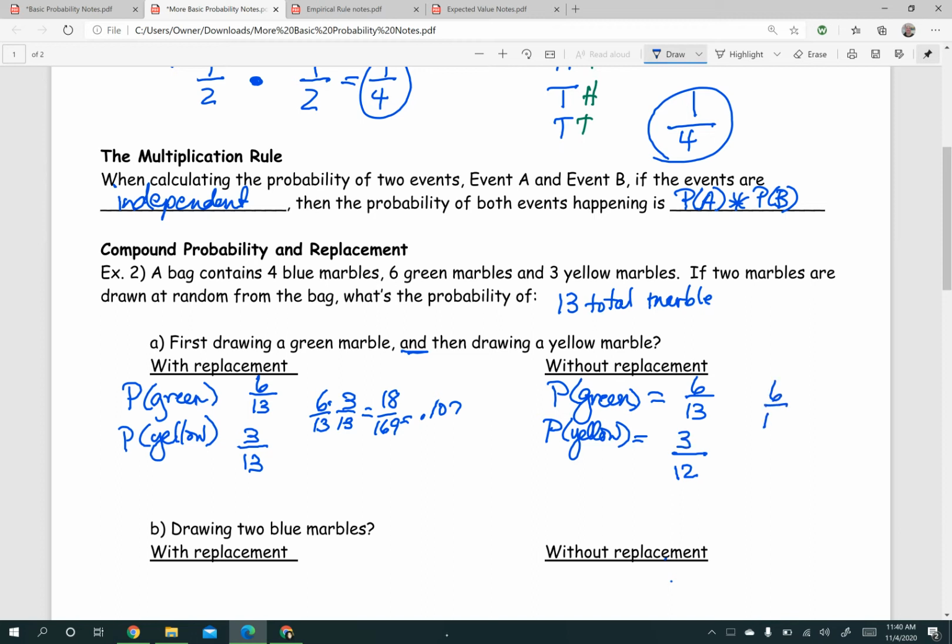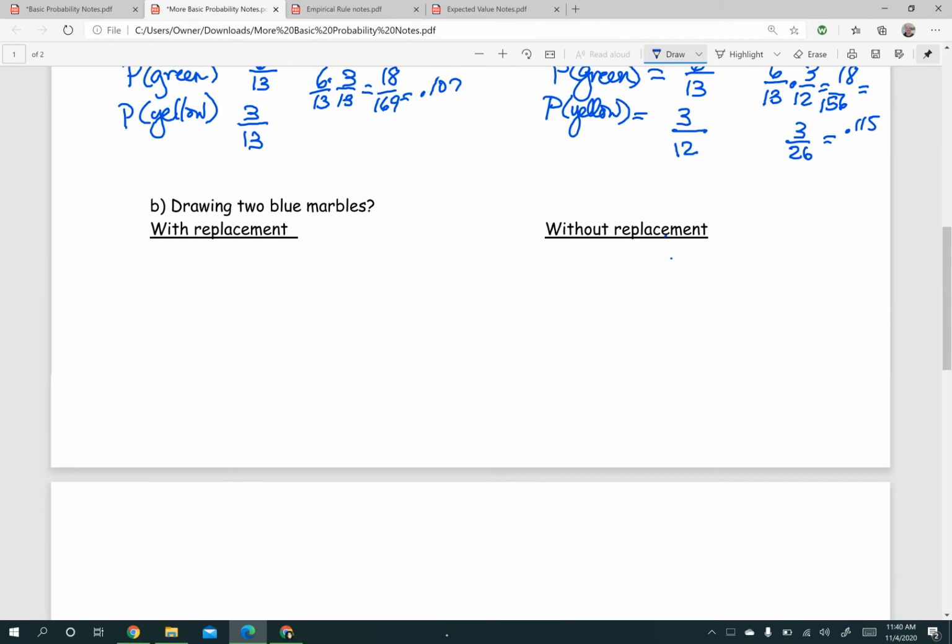So now my marble count is 3 out of 12. So now when I try to figure out the probability of this, I'm doing 6 over 13 times 3 over 12, which is now 18 over 156, or 0.115. This also reduces to 3 over 26. Okay? All right. So how does that look with the two blue marbles?